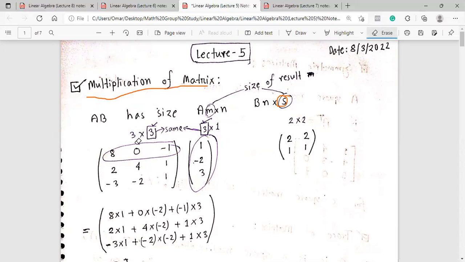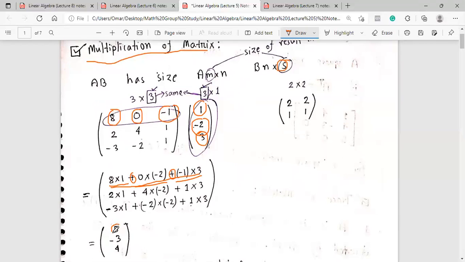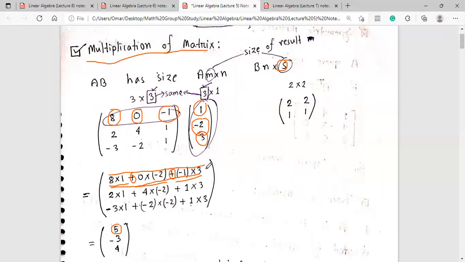So see here, we have the first entry 8, and the first entry here is 1. So 8 multiply 1, plus the second entry is 0, so 0 multiply -2, that is 0. And then plus -1 multiply 3, that is -3. So if I calculate here, the result will be 5, okay? 8 multiply 1, 8, plus 0, minus 3. So 8 minus 3, that is 5.